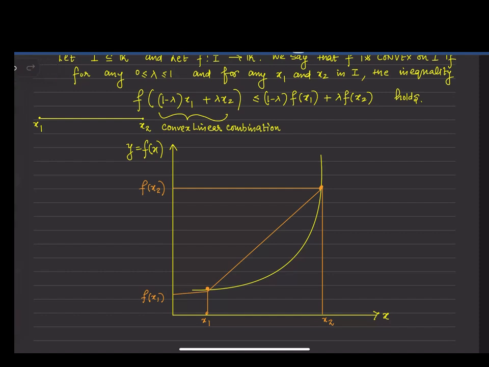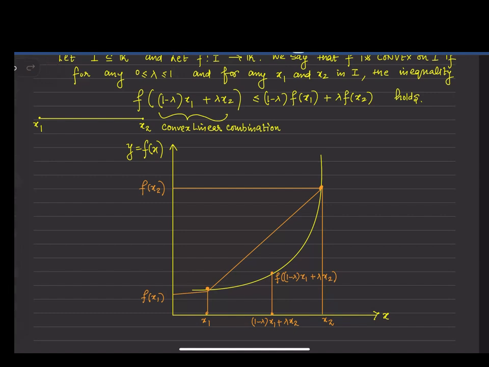Now take any point on the line segment joining x1 and x2. So the general point is this. As we change lambda, the point would change. So the general point is (1 minus lambda) into x1 plus lambda into x2. If this is the point, what is the point on the curve? This is the point on the curve, and that is f at (1 minus lambda) into x1 plus lambda into x2. That is how you get the point on the curve. You give x, get the function value.